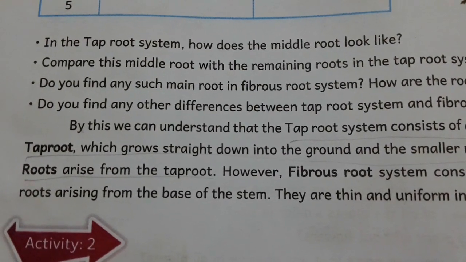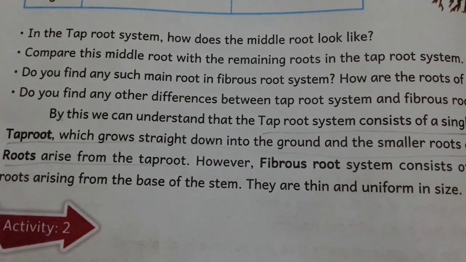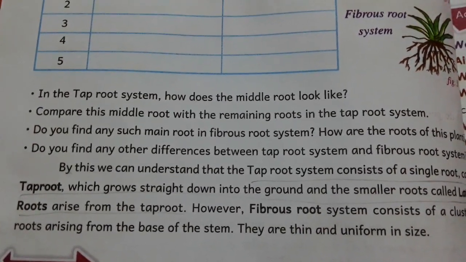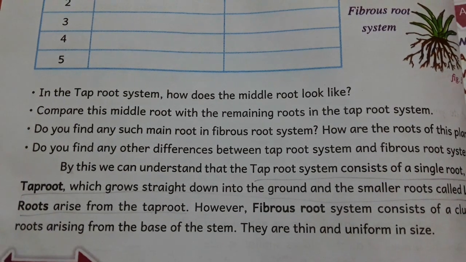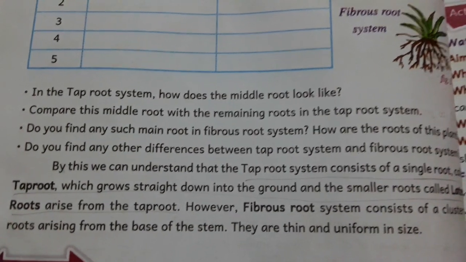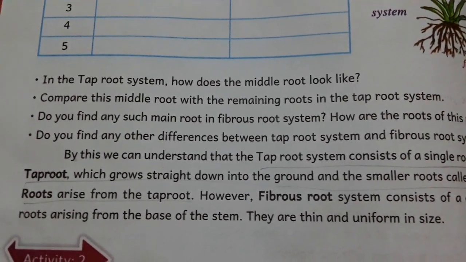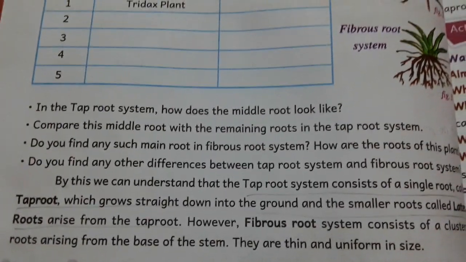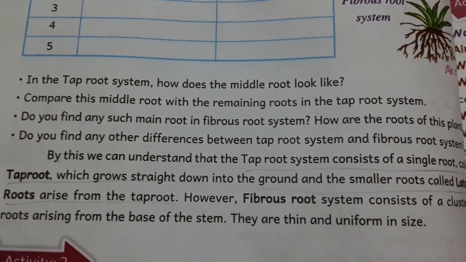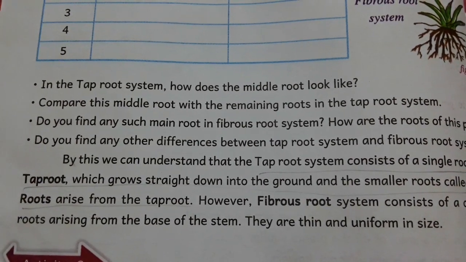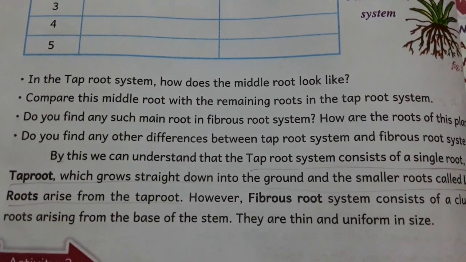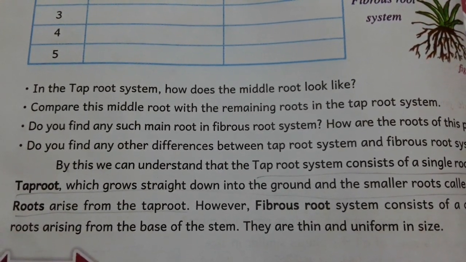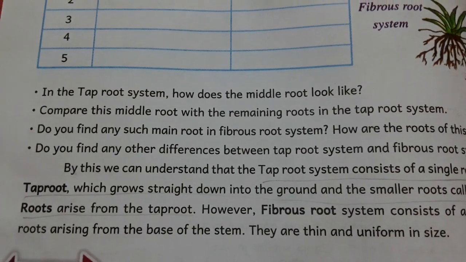By this we can understand that the taproot system consists of a single root called taproot which grows straight down into the ground, and the smaller roots called lateral roots arise from the taproot. However, the fibrous root system consists of a cluster of roots arising from the base of the stem. They are thin and uniform in size. So this is about the taproot system and fibrous root system.